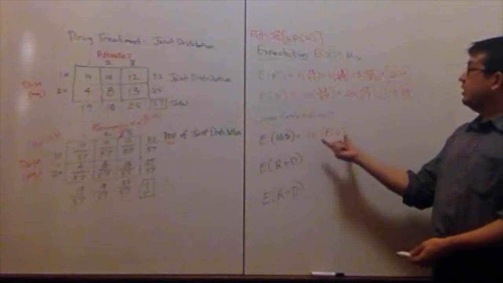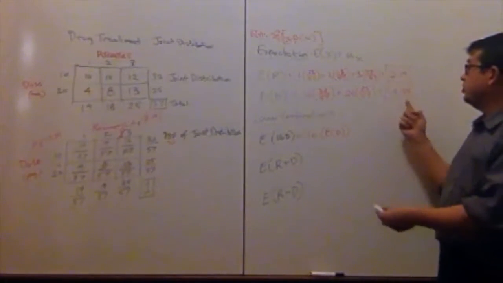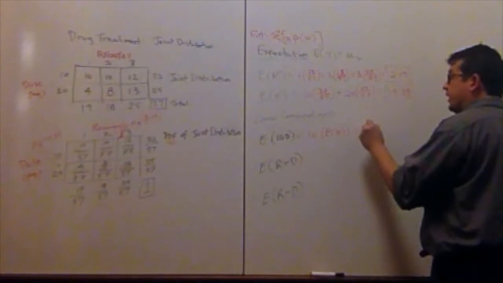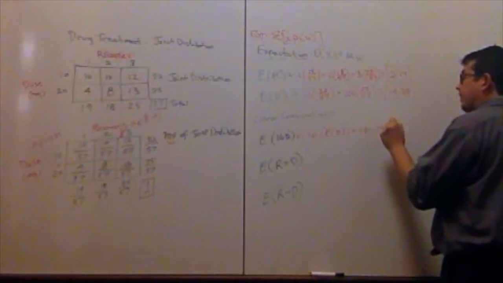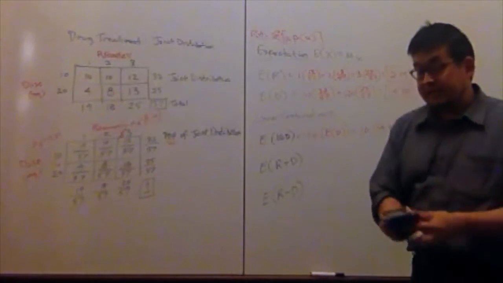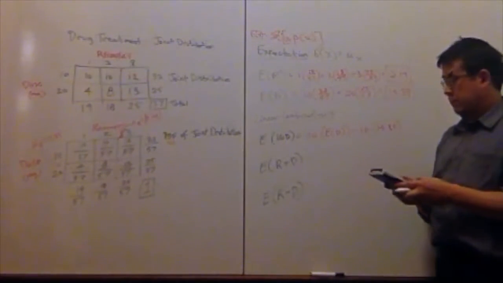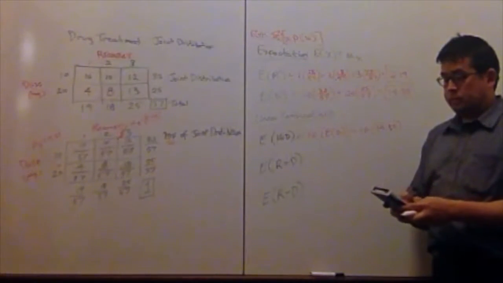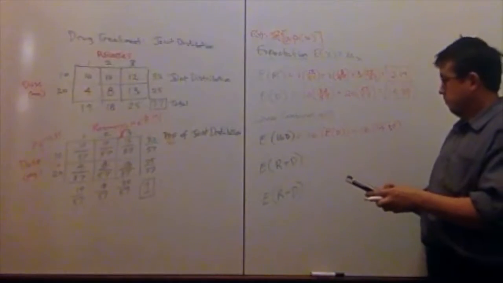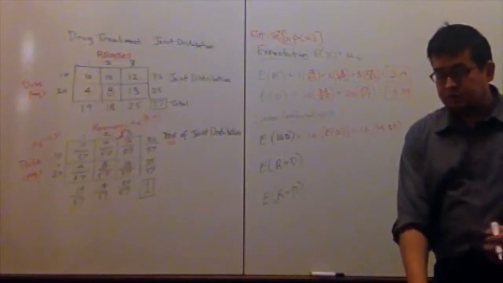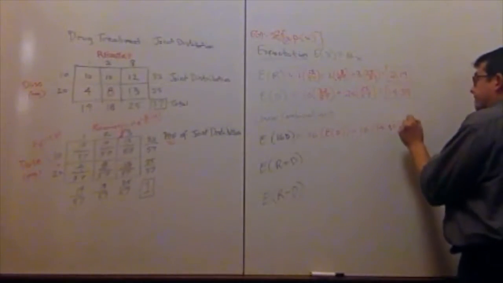We've already computed our expectation of dosage, which was 14.39. So what we're going to get is 230.24.